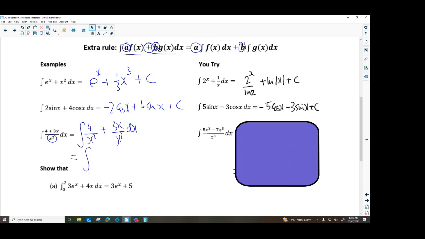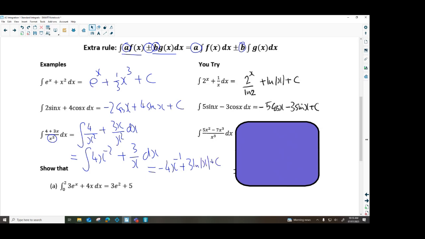And then 4 over x squared, I can rewrite as 4 lots of 1 over x squared, so that's 4x to the minus 2. 3x over x squared, you can cancel x from the top and bottom, and that becomes 3 over x, which I'm not going to write as 3x to the minus 1. I'm going to integrate that because I know how to integrate 1 over x. So the first term, increase the power by 1, it's minus 1, divide by the new power to get minus 4x to the minus 1. 3 over x is 3 lots of 1 over x, which integrates to give 3 ln mod x plus c.